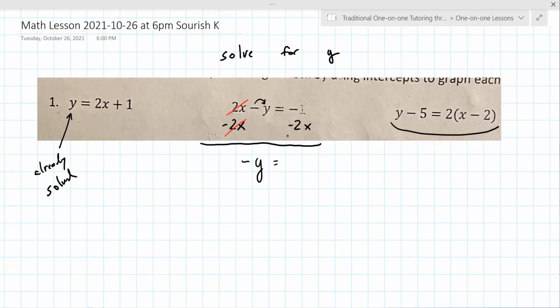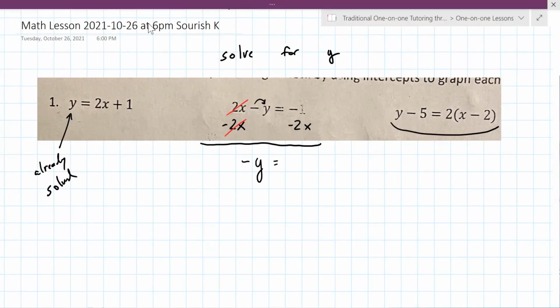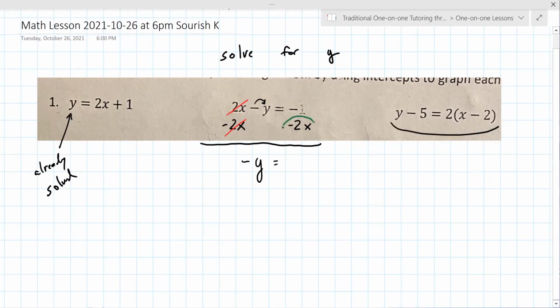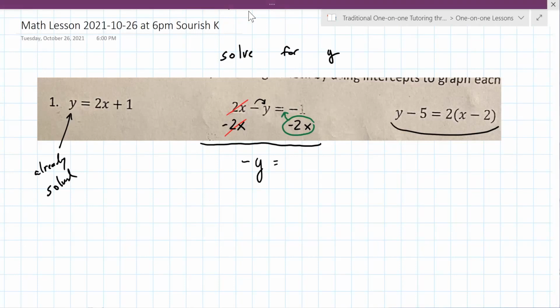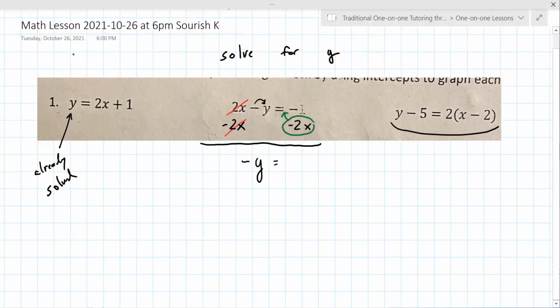Now this minus 2x, I often show it this way. I like it to actually be in front, right to the right of the equal sign, before that number. So it's minus 2x minus 1. Do you see that? Okay, I'll just write it down.